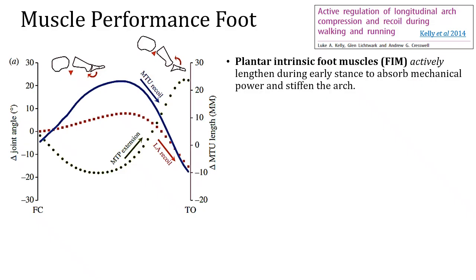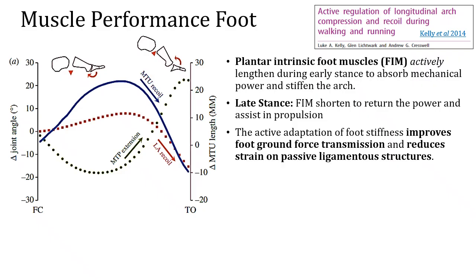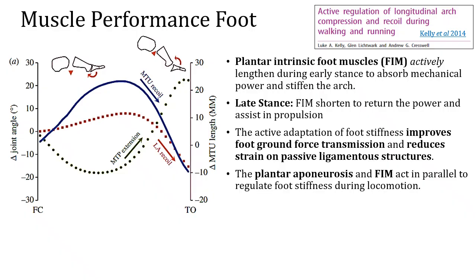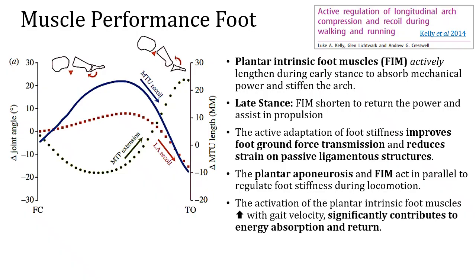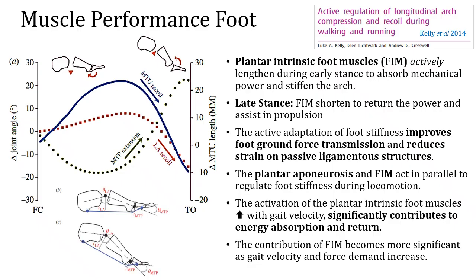And so the plantar flexor intrinsic foot muscles, we'll call them the FIM, actively lengthen during early stance to absorb mechanical power and stiffen the arch. During the later phase, the FIM shorten to return the power and assist with forward propulsion. It's this active adaptation of foot stiffness that improves foot-ground force transmission and reduces the strain on passive ligamentous structures of the foot. The plantar aponeurosis and the FIM act in parallel to regulate foot stiffness during locomotion. The activation of the plantar intrinsic foot muscles increases with gait velocity, significantly contributing to the energy absorption and thus the return. The contribution of the FIM becomes more significant as the gait velocity and force demands also increase.